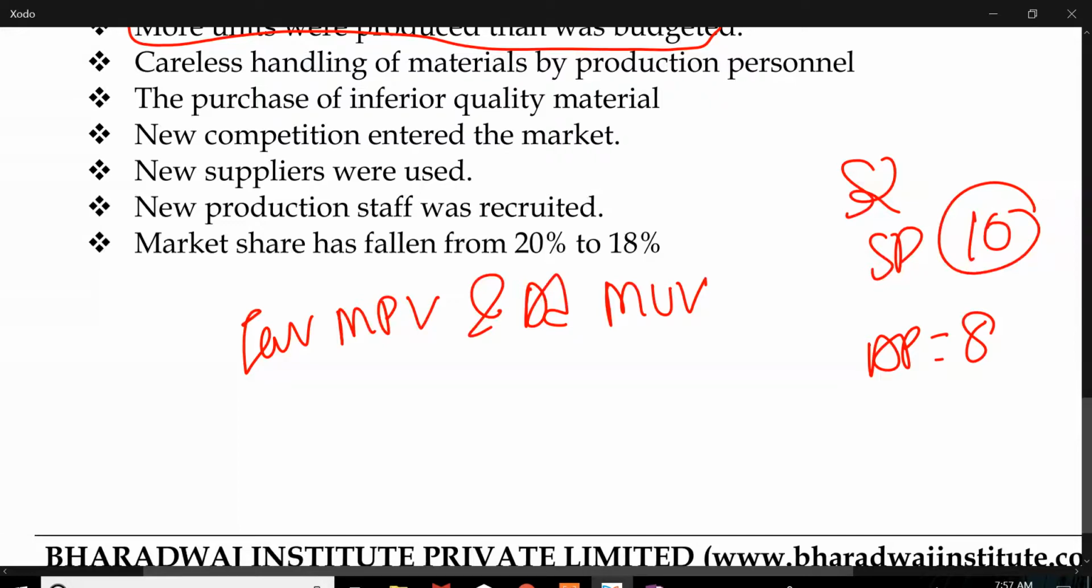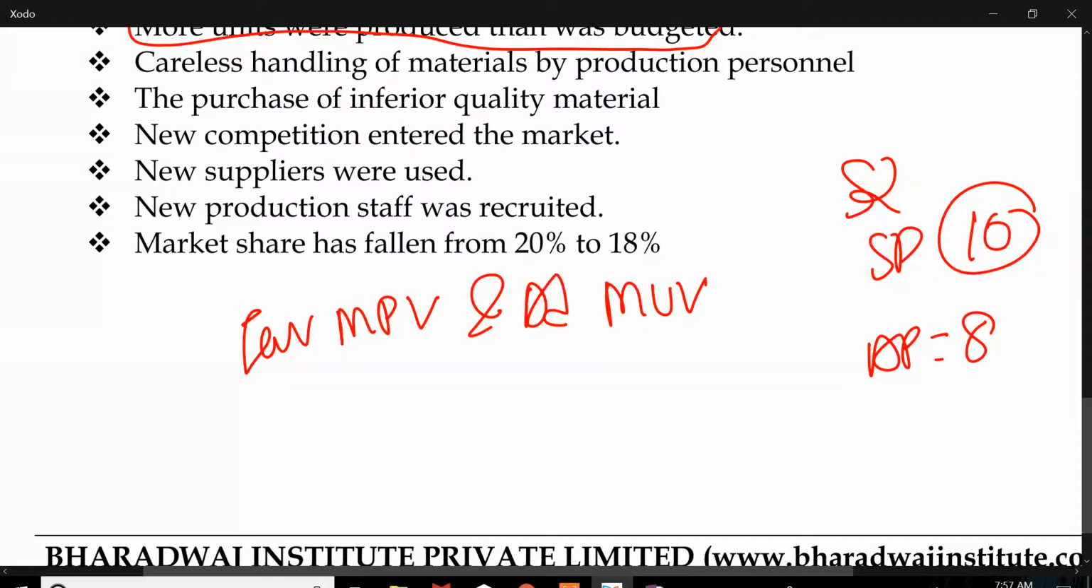If the logic makes sense, then both the answers are correct. You will have your own logic of saying that it is going to happen because of XYZ reason. Different people can think in different ways, perfectly fine. Logic is what is very critical. So if you have a logic behind your answer, that's more than enough. Clear? Next, new suppliers were used.